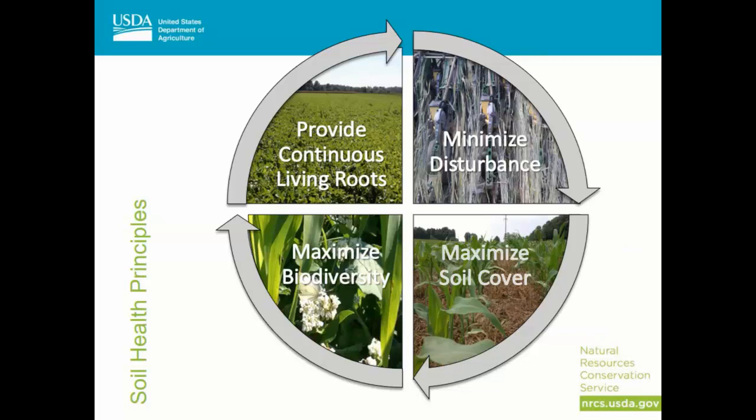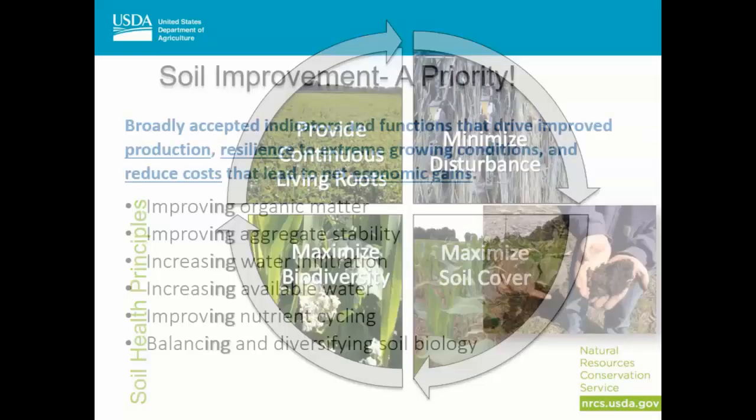So, minimize disturbance, maximize soil cover. I'm not going to spend a lot of time on them. You've heard these before. Jim covered them yesterday. Maximize biodiversity, and if it's practical for you to integrate livestock on that farm, then that's a good thing too. But you've got to do that well also, not just any old grazing system, you've got to graze it wisely, and that adds to your biodiversity. But then continuous living roots also is feeding more organisms in the soil, okay, and feeding them longer. Okay, so those are important principles to keep in the back of your mind.